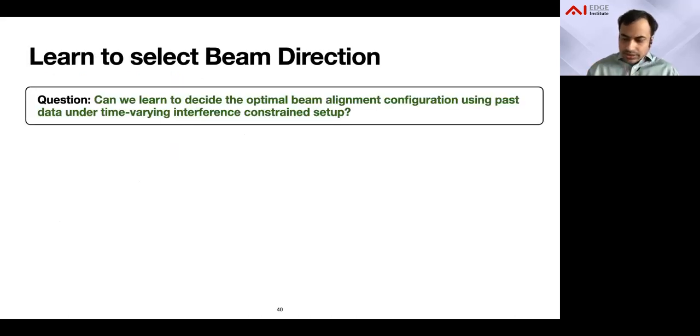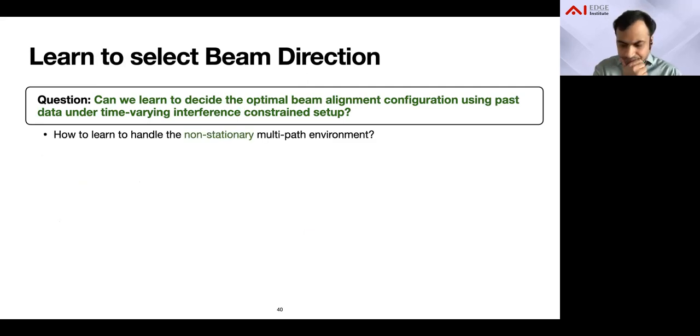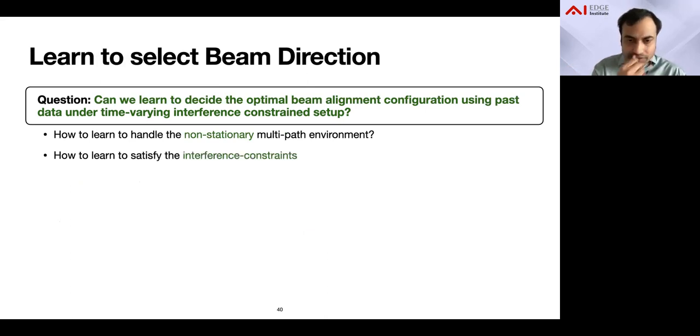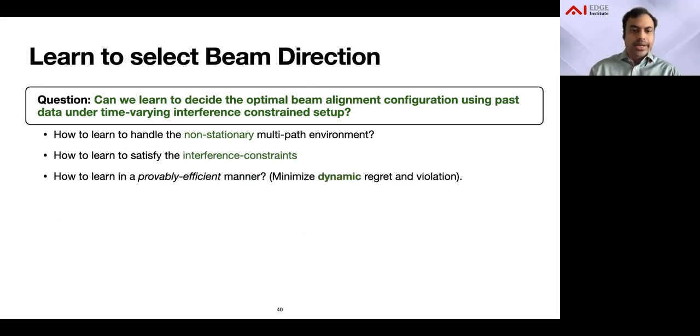What we want to do is learn to decide the optimal beam alignment configuration using past data, right? In the process, we want to handle challenges such as non-stationarity, if the channel is varying too much over time, and learn to satisfy the interference constraint. We also want to learn in a provably efficient manner. I'm going to talk about it a little bit later. So the idea is to minimize the dynamic regret and the violation bound.